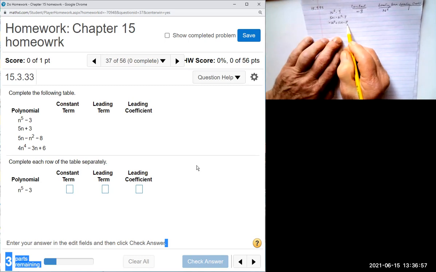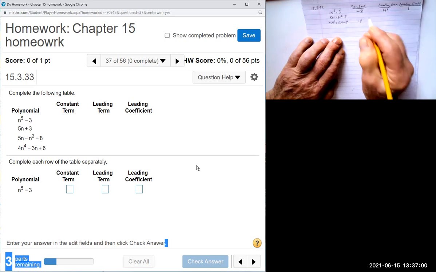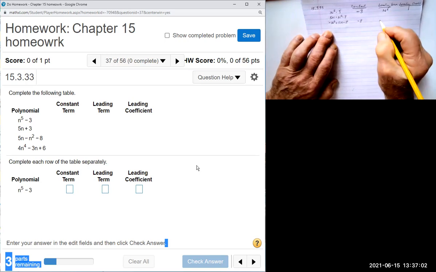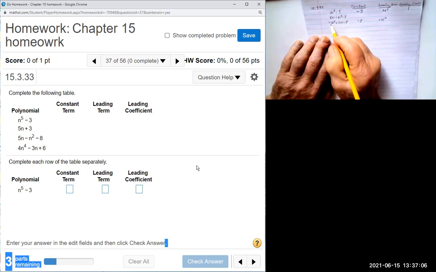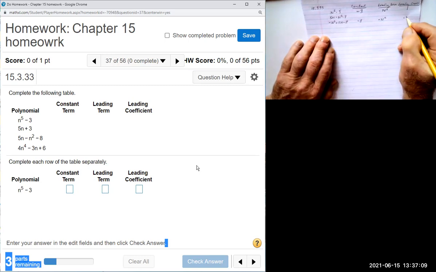The constant term is negative 8. The leading term is negative n squared, and the leading coefficient is negative 1, understood.